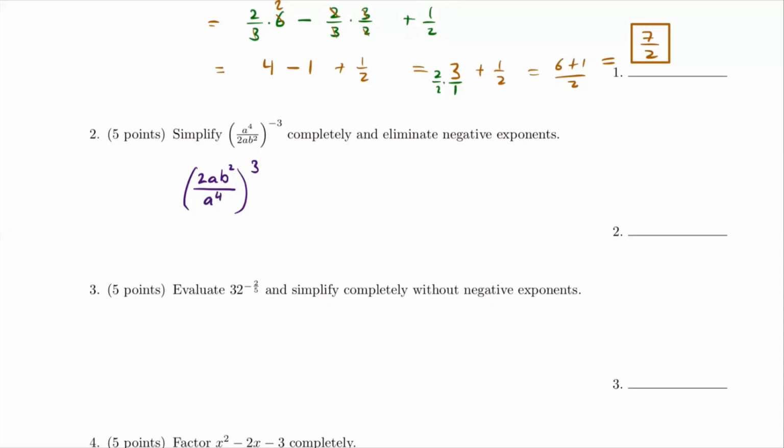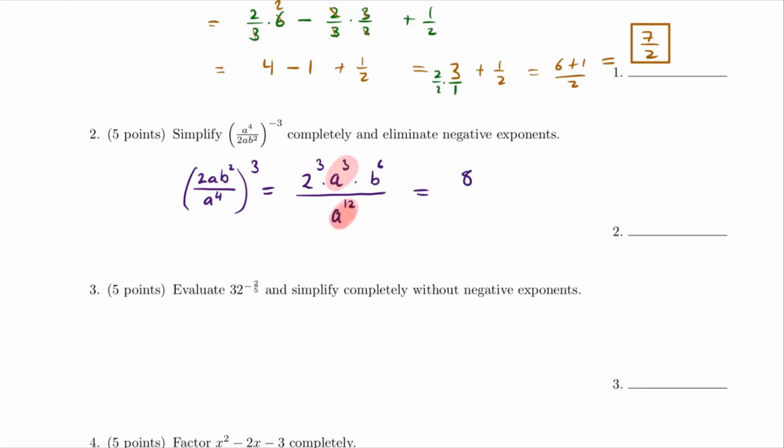Now I can go ahead and distribute the exponent 3 to every term inside the parentheses. So 2 gets a power of 3, a gets a power of 3, and then b squared gets a power of 3, so that's b to the 6th power, because you multiply the exponents. And then a to the 4 in the denominator gets a power of 3, multiply 4 times 3, that's a to the 12. And now here we can simplify it further. So 2 to the power of 3, that's just 2 times 2 times 2, which is 8. So we got 8 a to the 3rd.